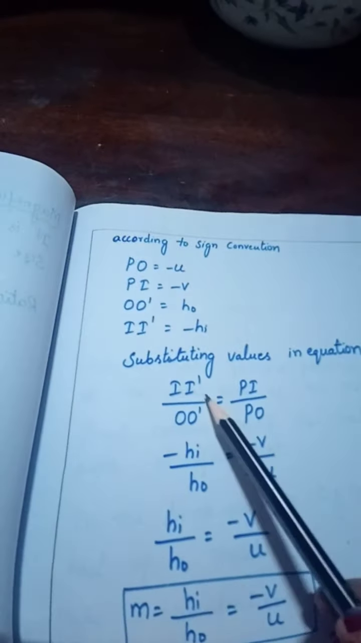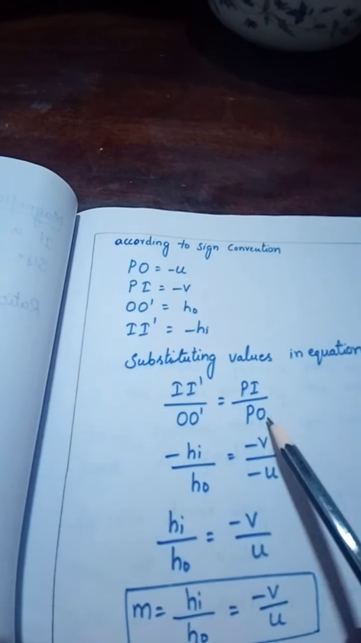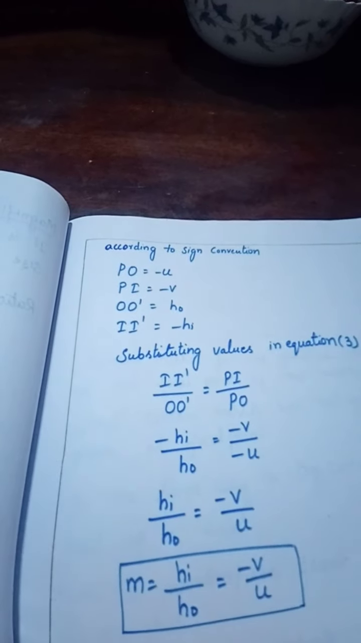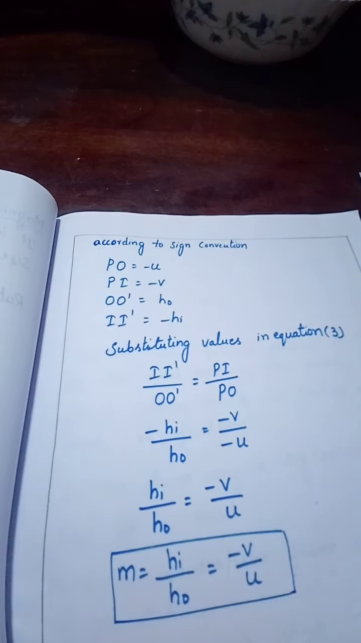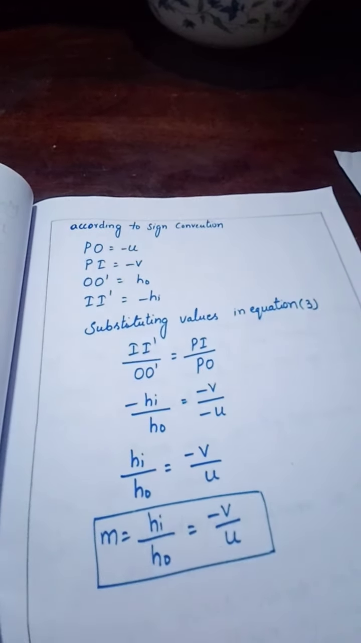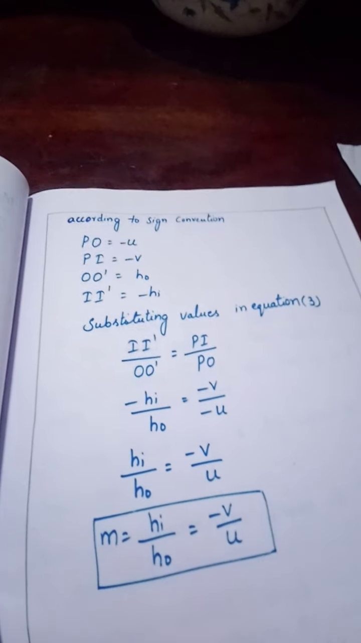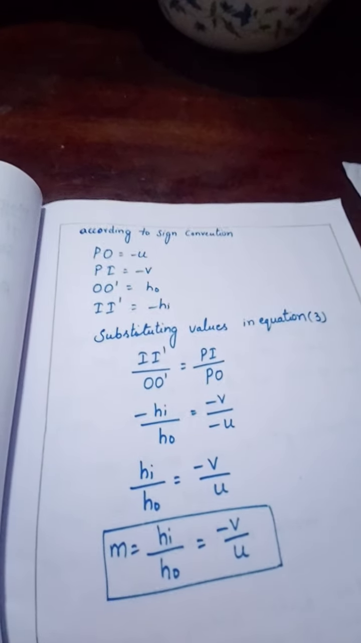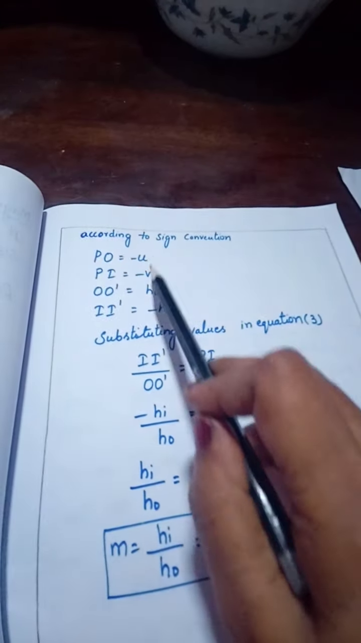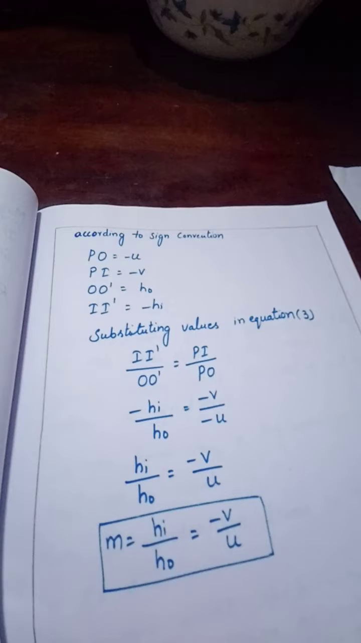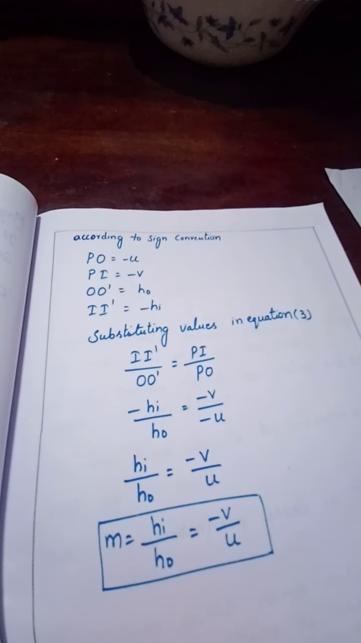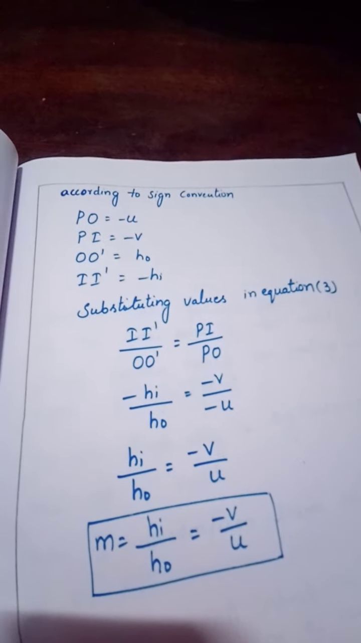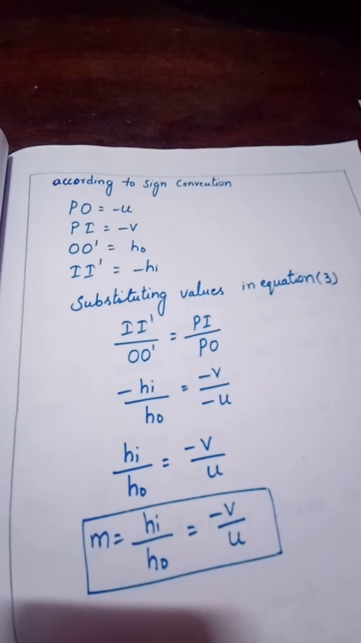II dash by OO dash is equal to PI by PO. We know what II dash is. II dash is nothing but HI, height of the image. Why is it considered negative? Because the image is inward, that means it is inverted. The image is inverted, that's why HI is negative. Then U and V, why negative? Because the distances are measured from the pole and all the distances are opposite to the incident ray direction. If the distances are opposite to the incident ray direction, they must be considered negative.